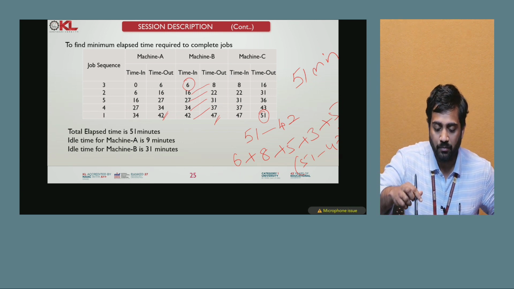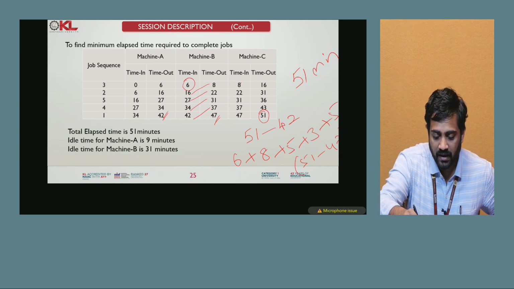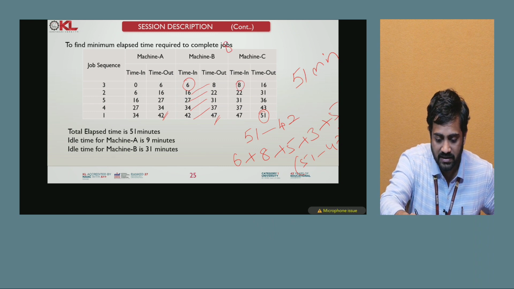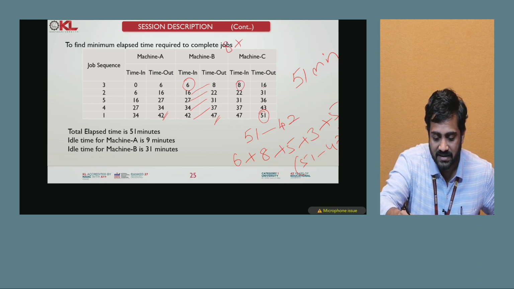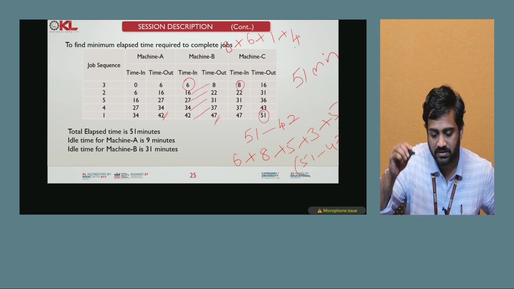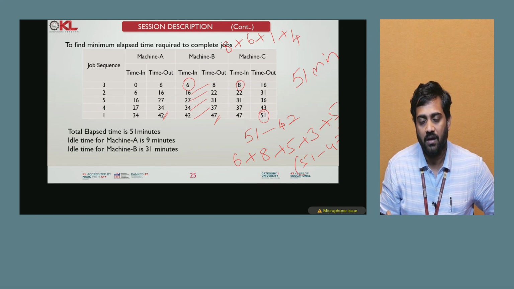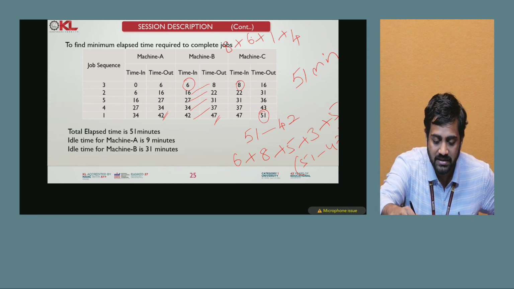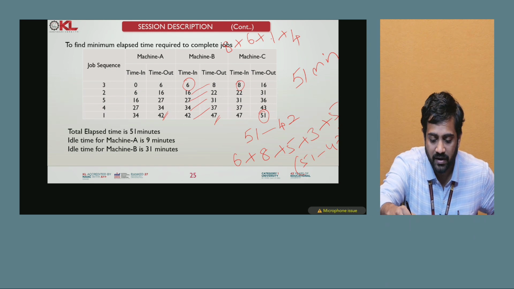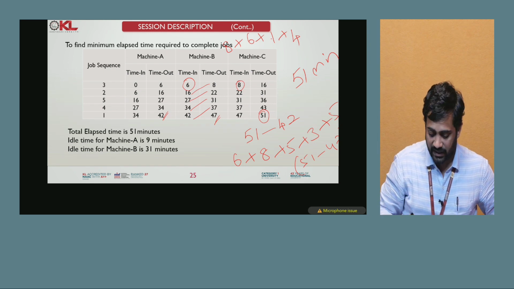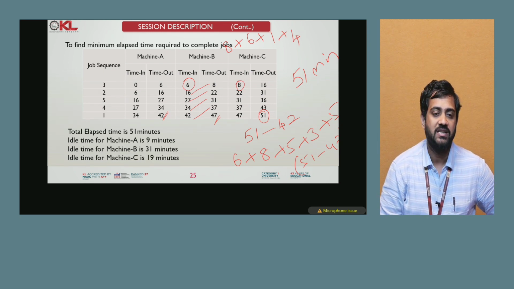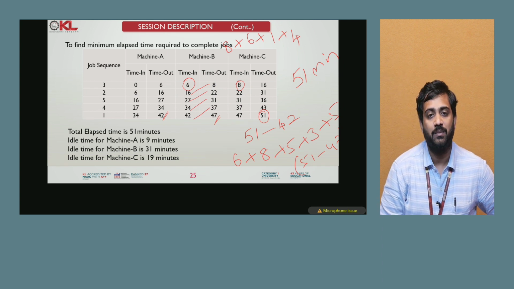Okay, now come to the last one. See here, initially it is waiting for 8 minutes, next 22 minus 16, it's 6 minutes. Here no waiting, here only 1 minute, and here another 4 minutes. In total 8 plus 6, 14 plus 1, 15 plus 4, 19 minutes. Machine C idle time is 19 minutes.